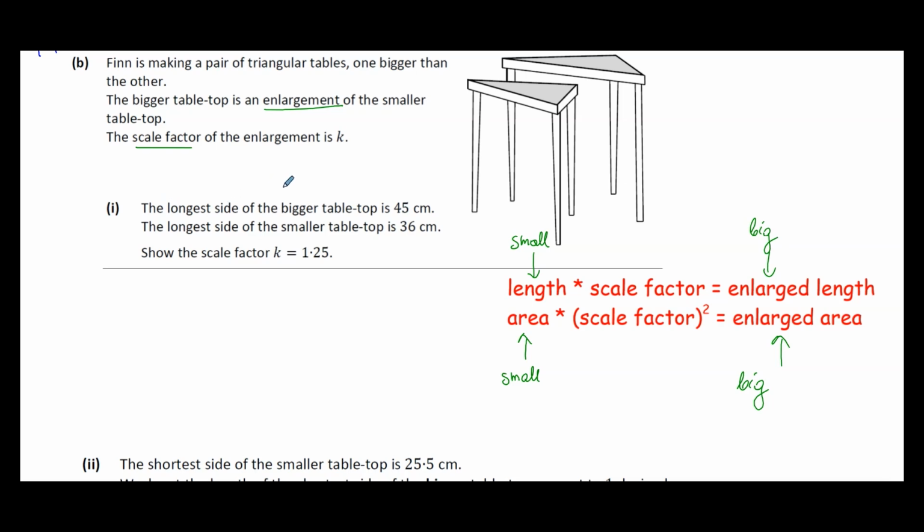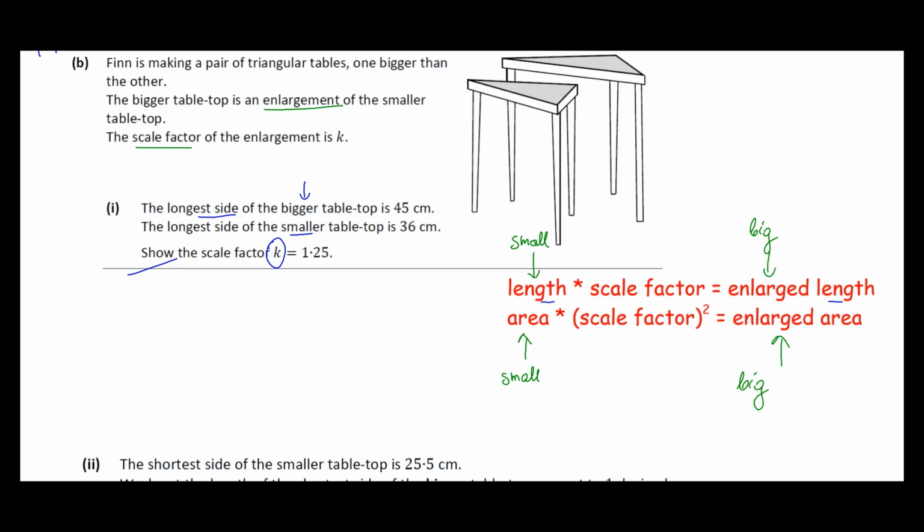The longest side of the bigger tabletop is 45. So we are talking about length, isn't it? Bigger means enlarged. The longest side of the smaller table, so that length that is not enlarged, is 36. Therefore, we have to calculate the scale factor k. And usually, the scale factor is noted with the letter k.